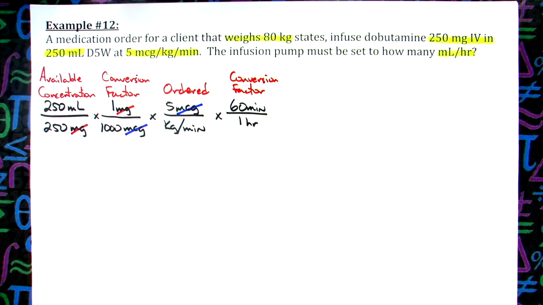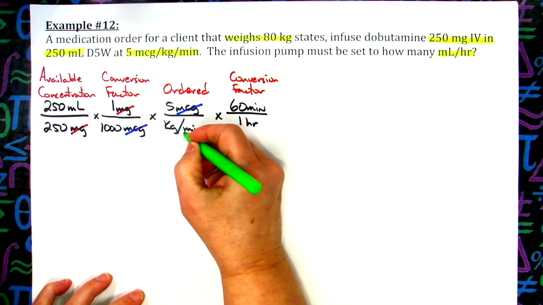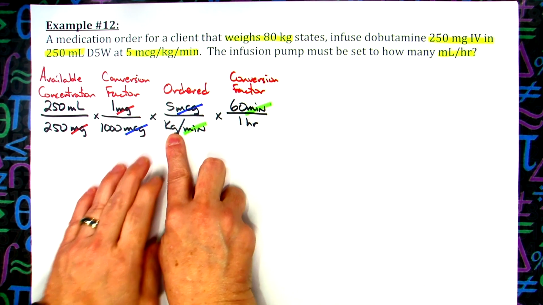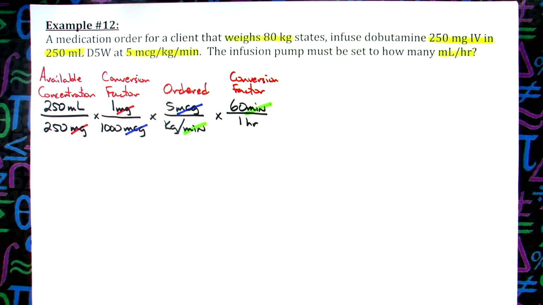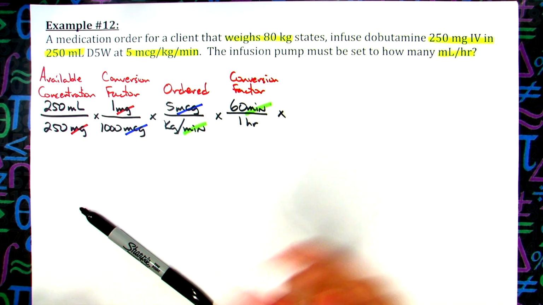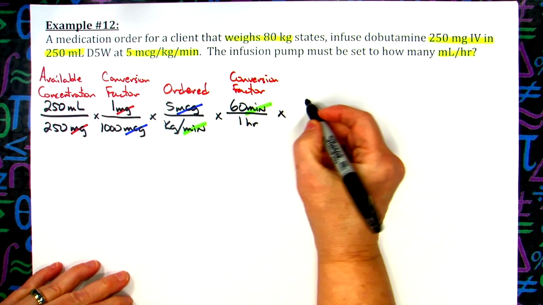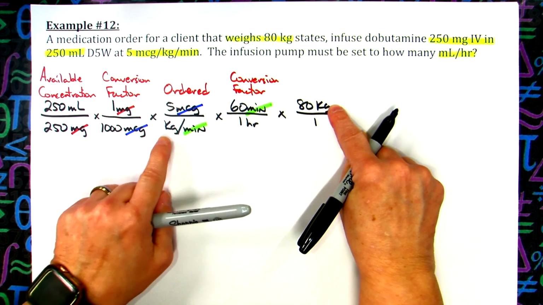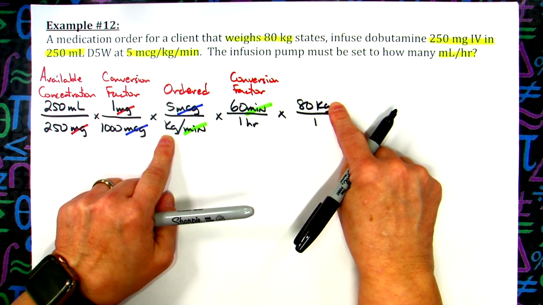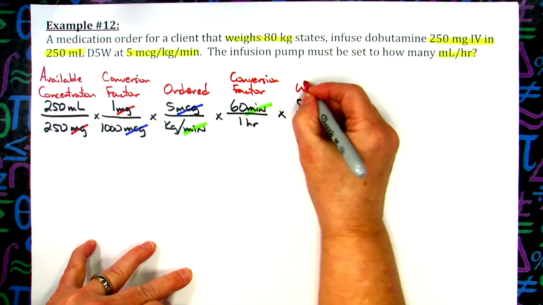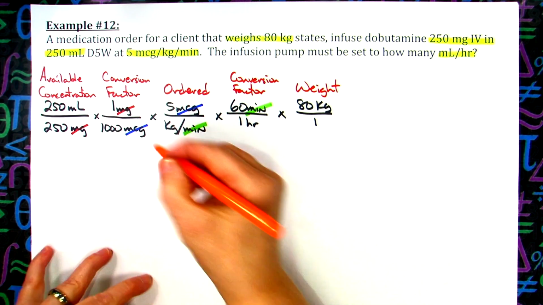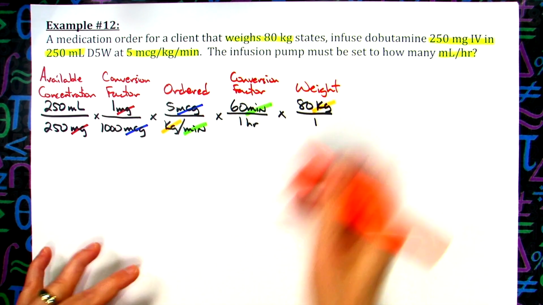And that's going to let me cross off minutes and minutes. All right, so I still have the kilograms. They gave me the patient's weight in kilograms, so that means I've got to include the patient's weight. So this is a problem that definitely involves the patient's weight. So that's going to be 80 kilograms. Again, on top, because the kilograms is on top here, it's on the bottom here. I want those to cross off. We're going to label this just as our patient's weight that we're including, and then crossing off kilograms and kilograms.